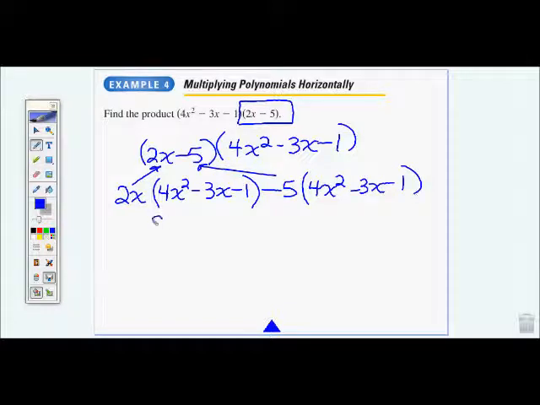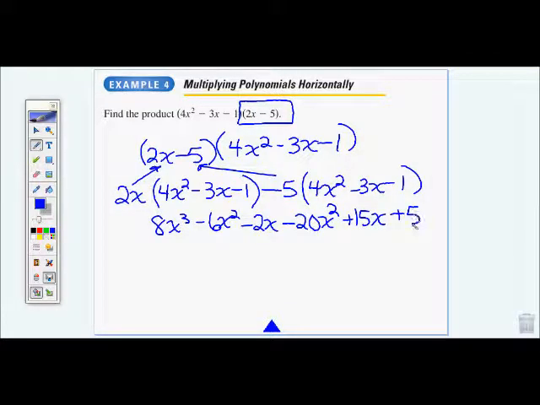In this case, I would get 8x cubed, then I would get negative 6x squared, and I would get a negative 2x. My next distributing, I would get a negative 20x squared. I would get negative 5 times negative 3x would give me a positive 15x, and a negative 5 times the negative 1 would give me a positive 5.